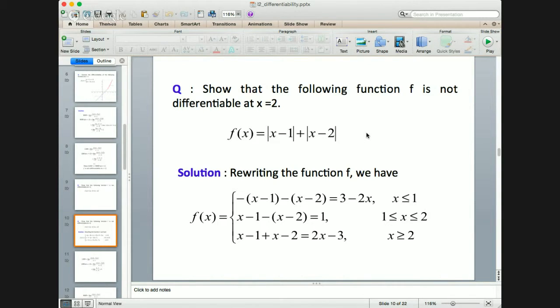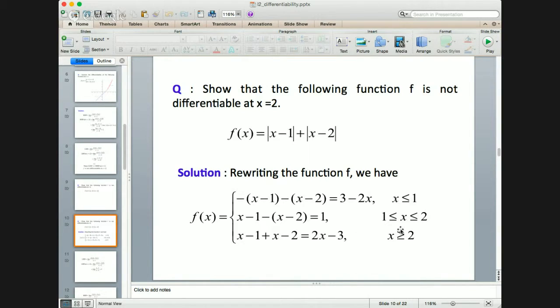Now for x less than or equal to 1, for a few of you who may be watching a recording later, if you are not too confident of how to rewrite these functions, think about when x is less than or equal to 1, is x minus 1 a positive or a negative quantity? When x is less than 1, x minus 1 is a negative quantity. So modulus of x minus 1 will be negative of x minus 1. Whereas x minus 2 is again a negative quantity, so modulus of x minus 2 will also be negative of x minus 2. This simplifies and you get 3 minus 2x.